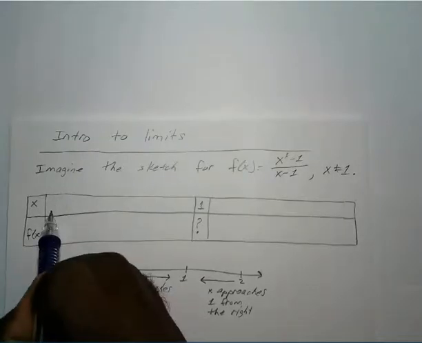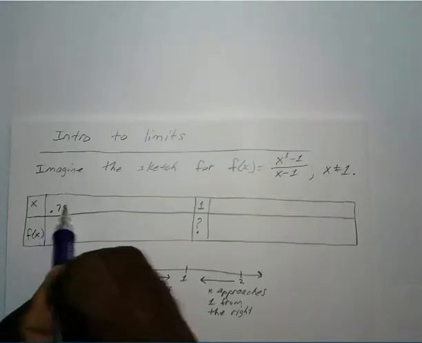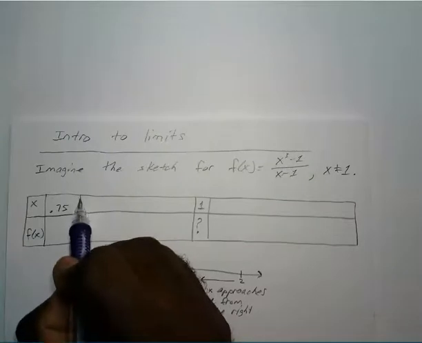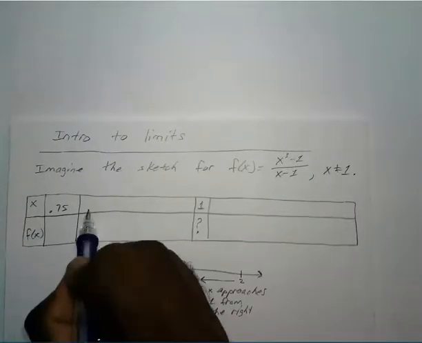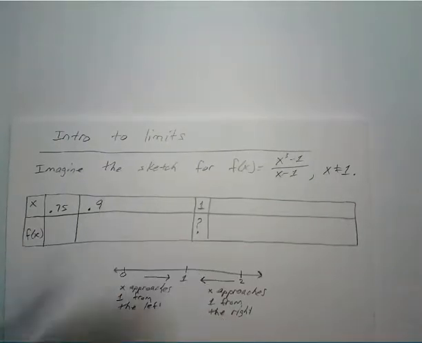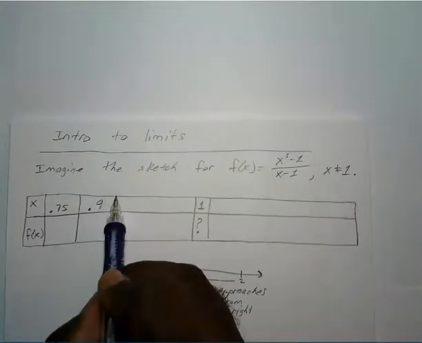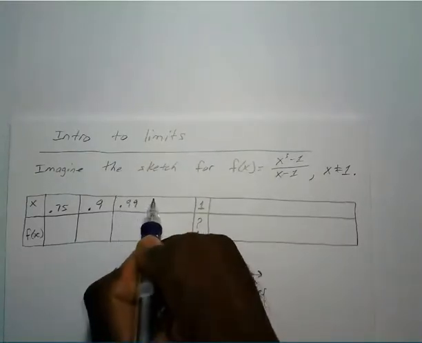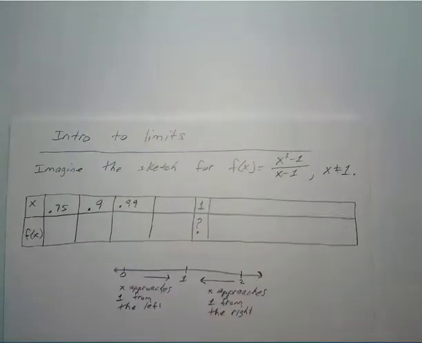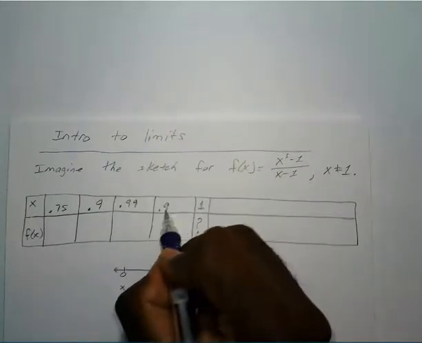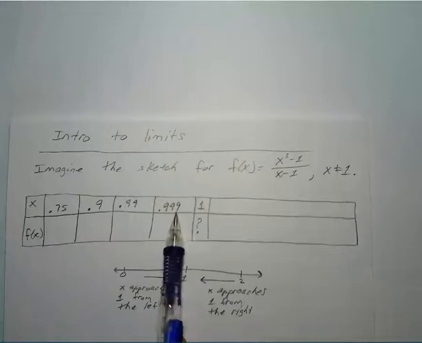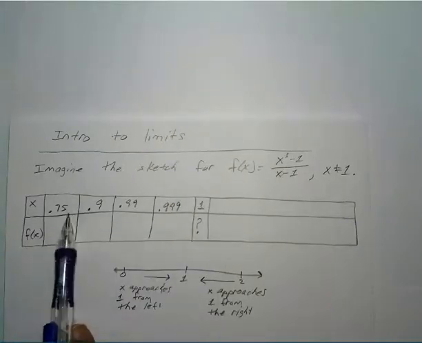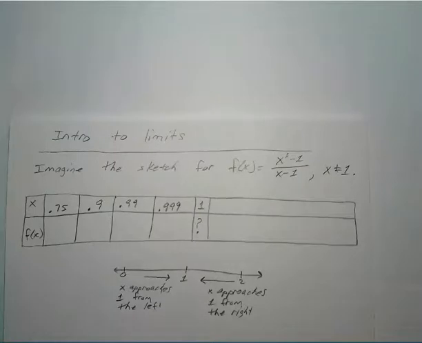So x is equal to 0.75, then 0.9, then 0.99, then 0.999. Of course, we can make it 0.9999 and keep going and going, but this should help us determine a pattern.